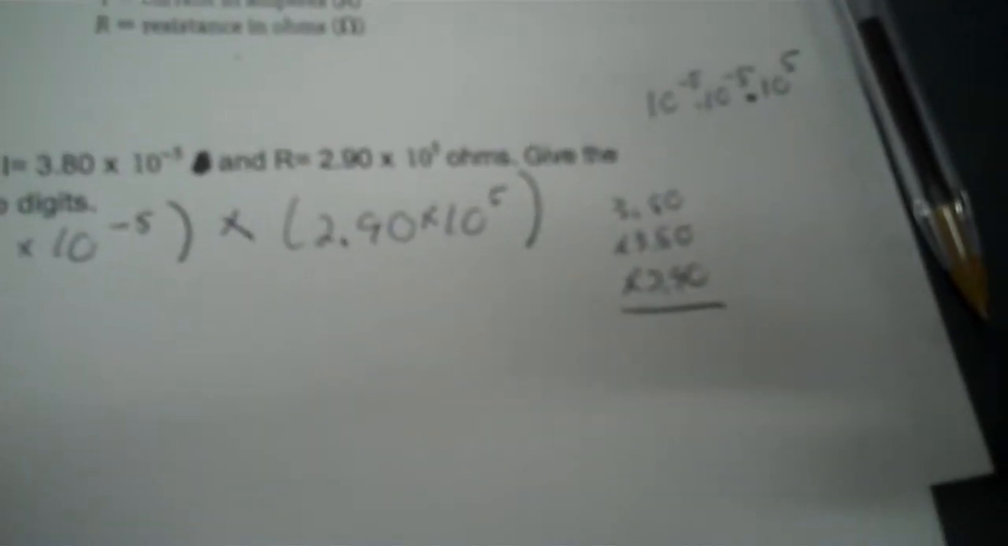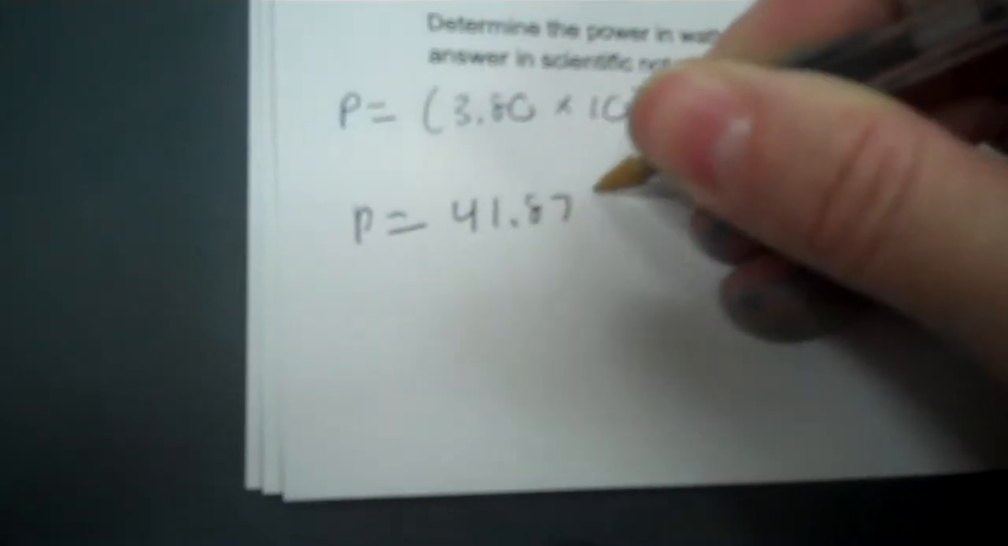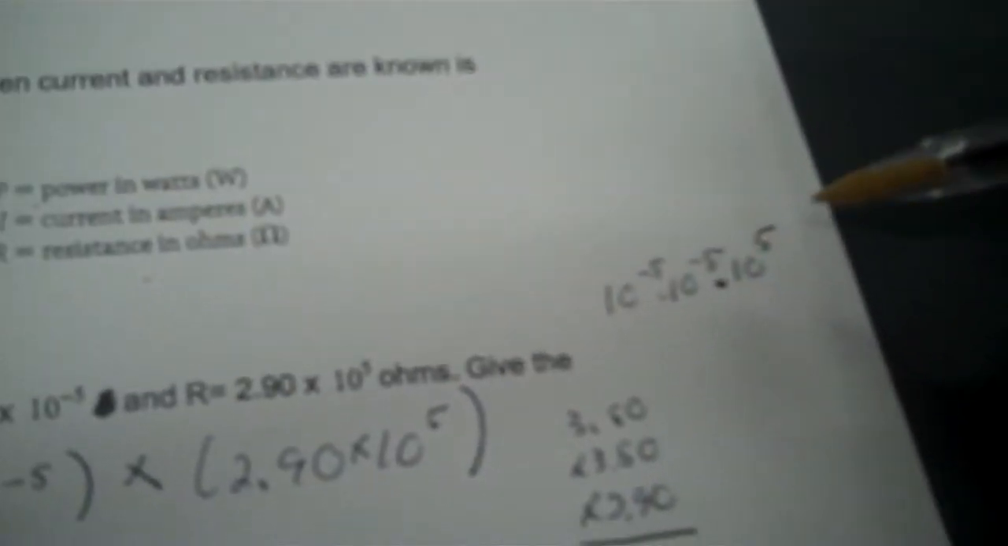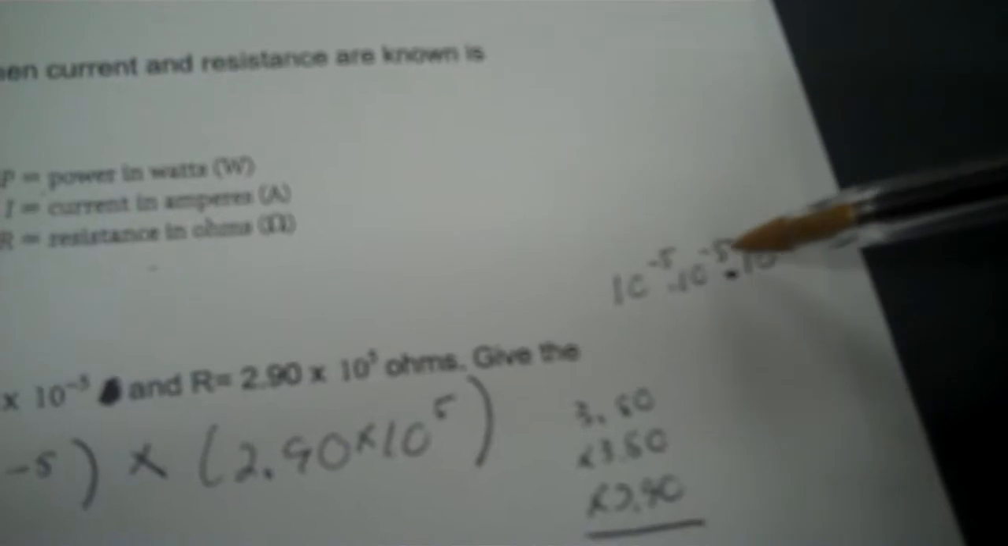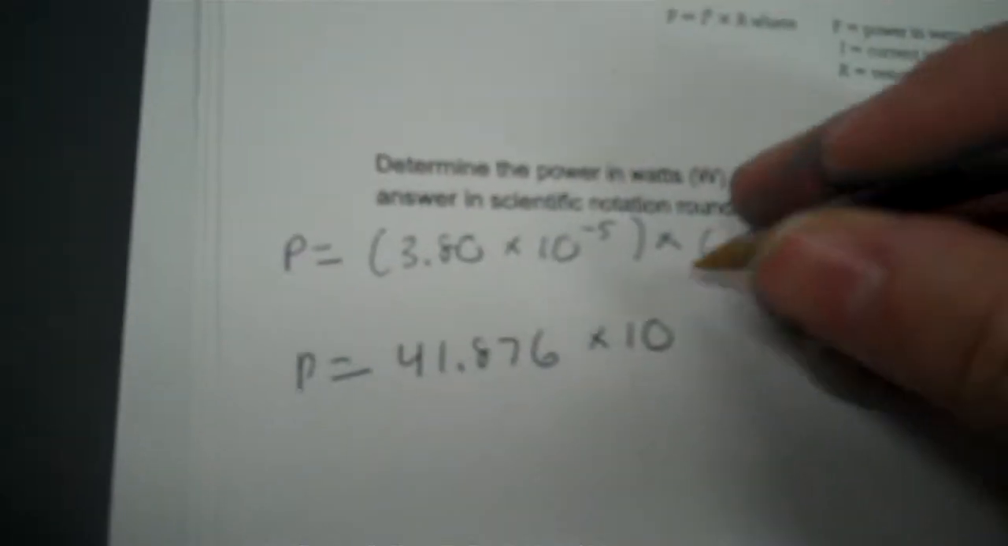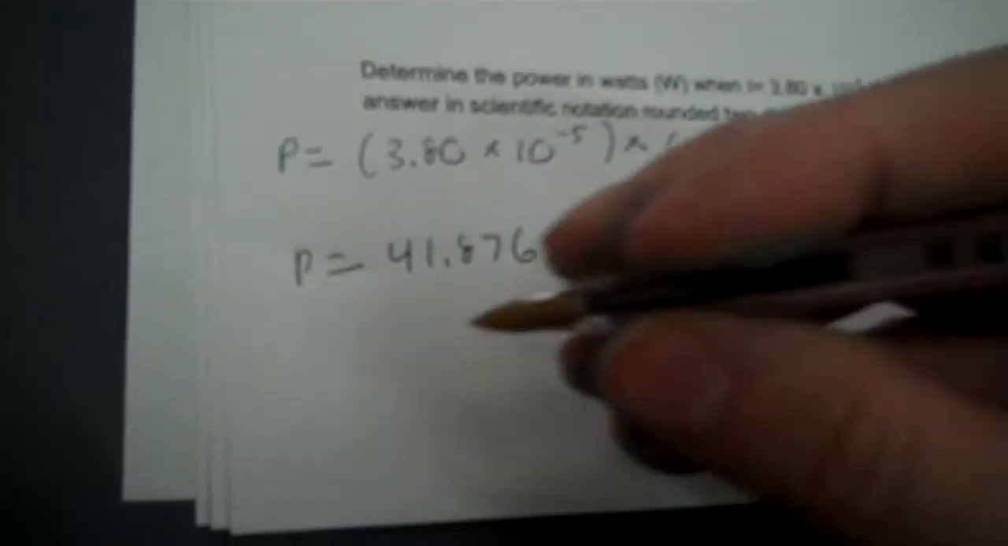Okay, so I multiply those: 3.80 times 3.80 times 2.90, that's 41.876, times 10. Now when you're multiplying, you just add the exponents. Negative 5 plus negative 5 is negative 10, plus 5 is negative 5, so the 10 power is a negative fifth. Now, you go one of two ways depending on how they want the answer.